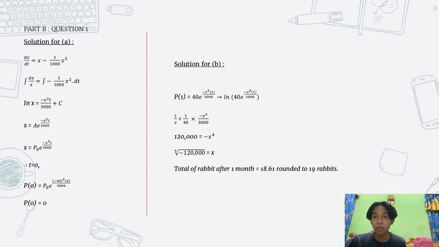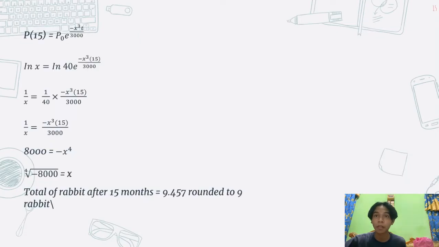After that, we can solve for 15 months. We insert the value of t equals 15 into the equation, and we will get the total number of rabbits after 15 months is 9.457, rounded off to 9 rabbits, which can be concluded as the number of rabbits on the island is slowly decreasing too.